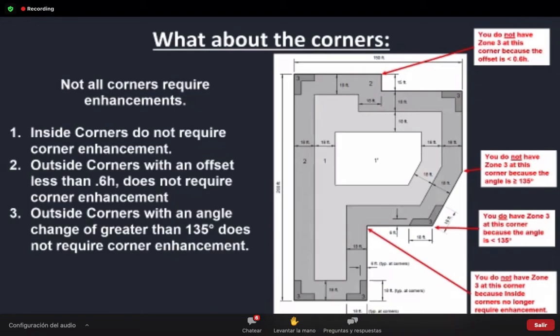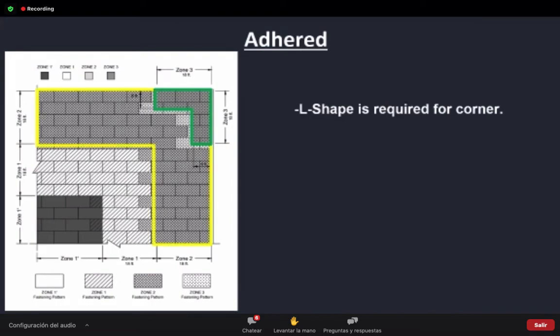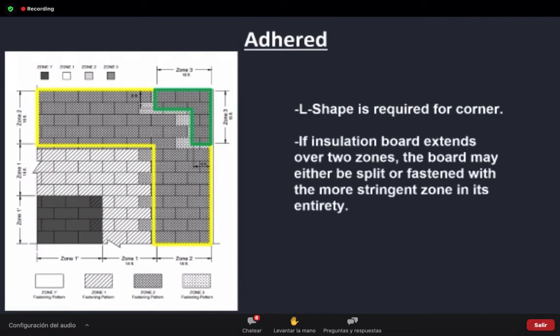Now, with that said, we're going to go to adhered and what that means. We're looking at a lot of fasteners. An L shape is required at the corner, and you can see that there. Then you can see the perimeter is going to match up with the width of the corner. And then what Wally and Chino are going to talk about is, do we extend the boards over? Do we chalk the boards? They're going to talk about that real quick.